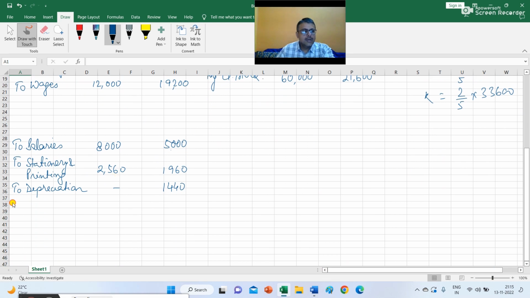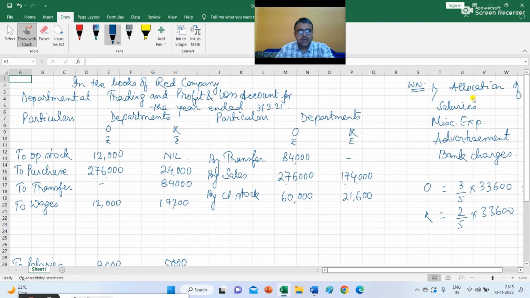this as general expenses as 20,160 and 13,440. So all the items which are given as expenses I have recorded. So first I will close the trading account.